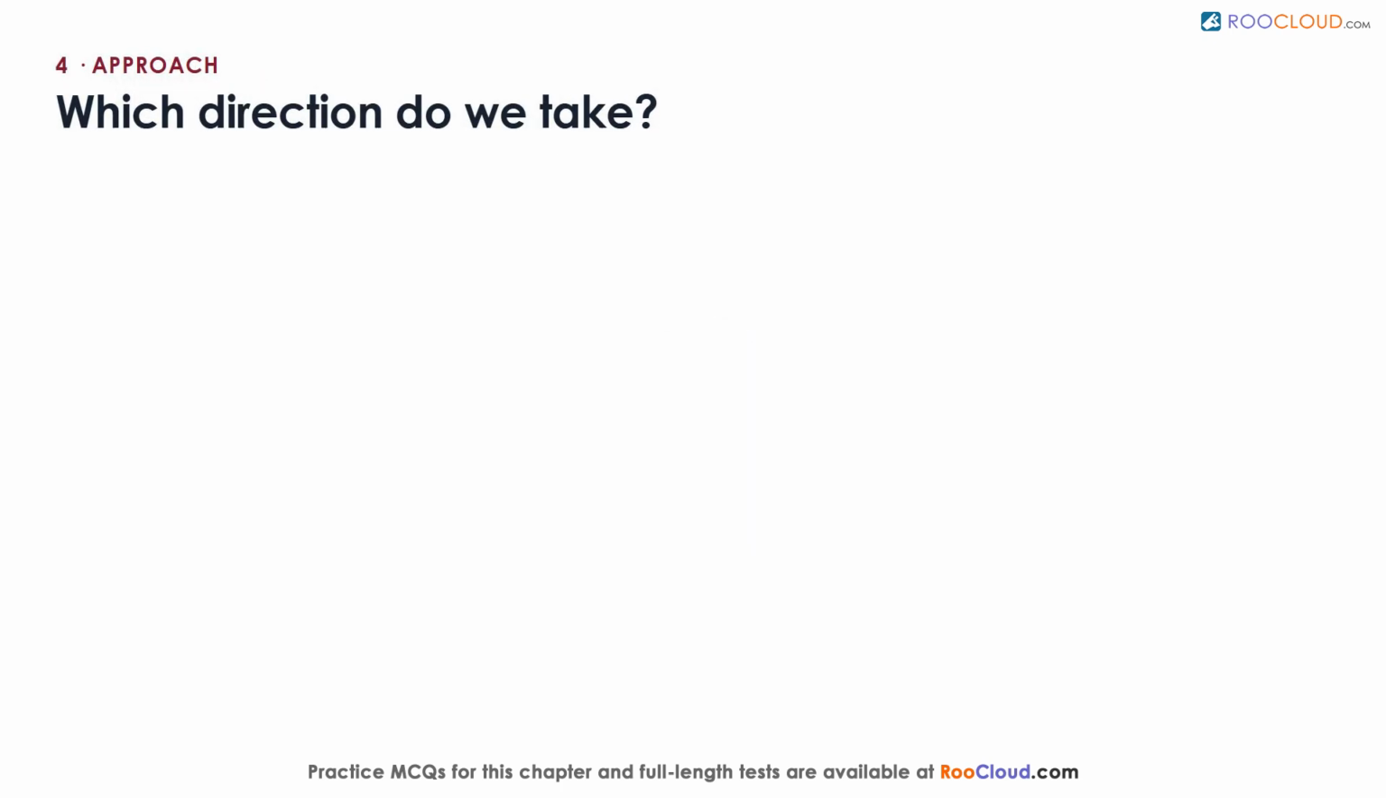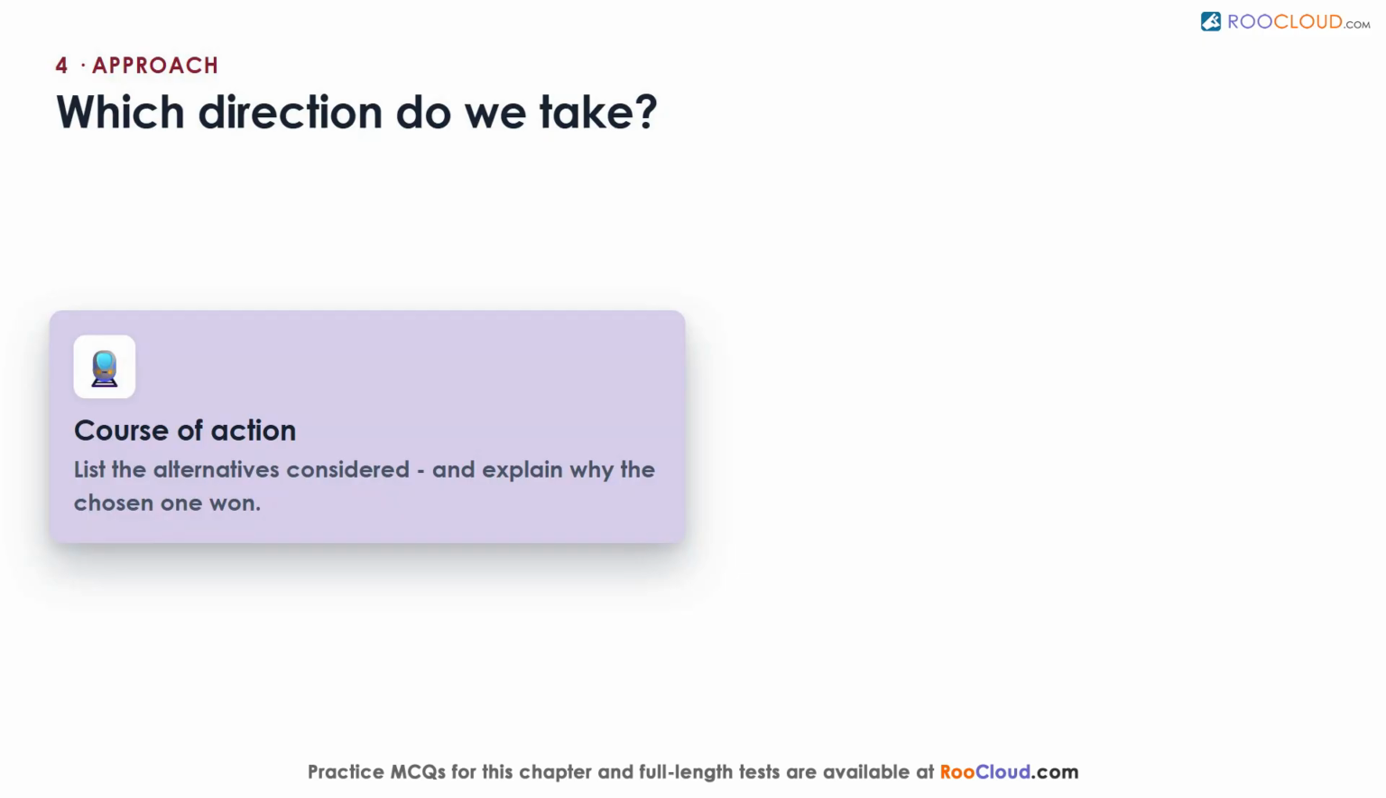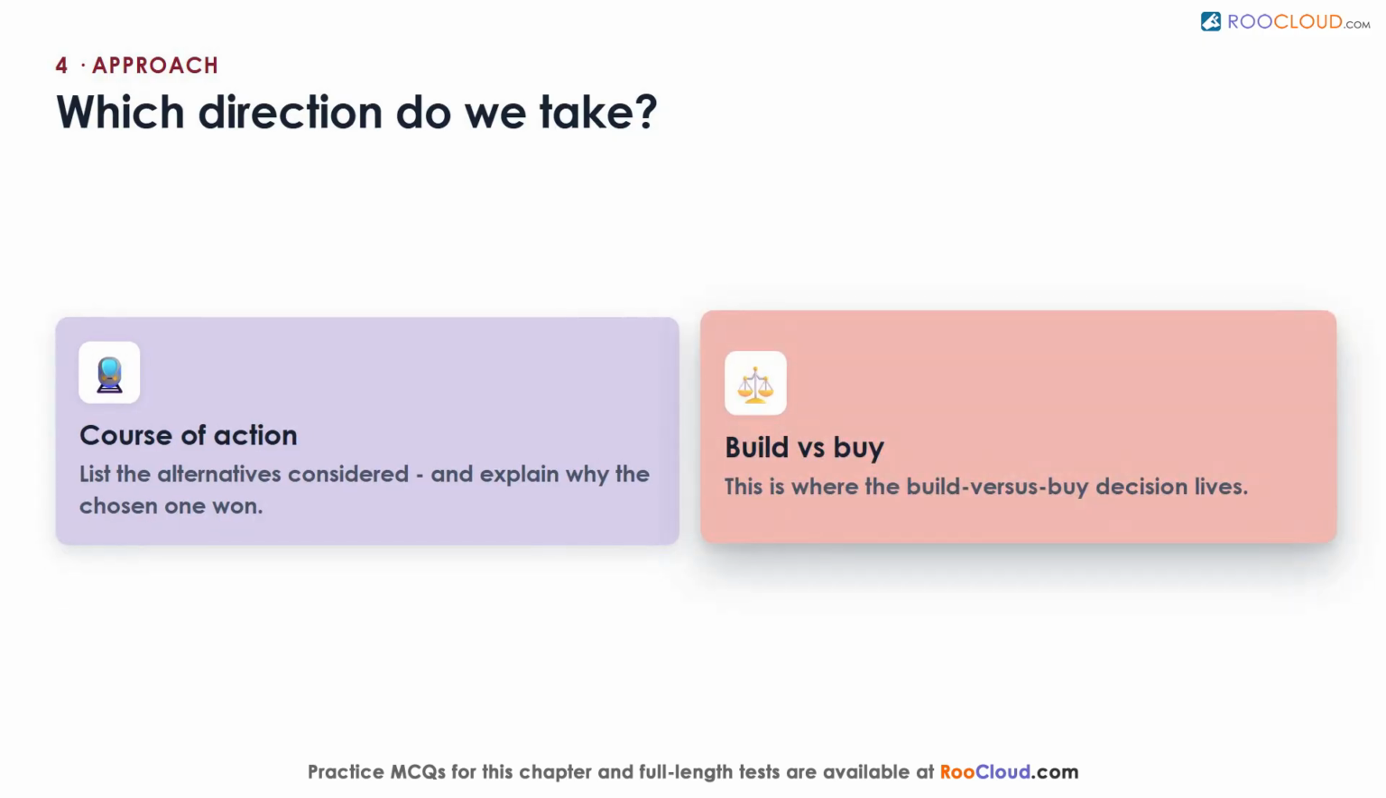How do you decide on a direction? That's the approach. You set a course of action to meet the requirements. You spell out the alternatives you considered, and you explain why the chosen one won. This is where the build versus buy decision lives.